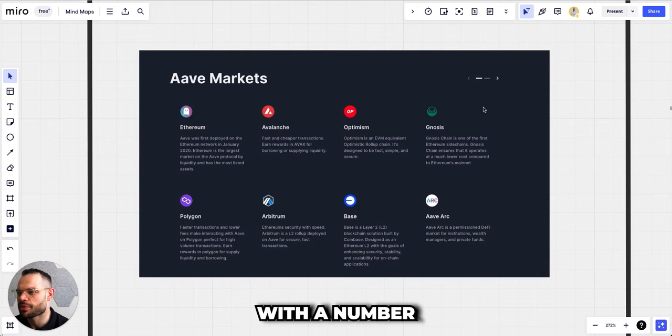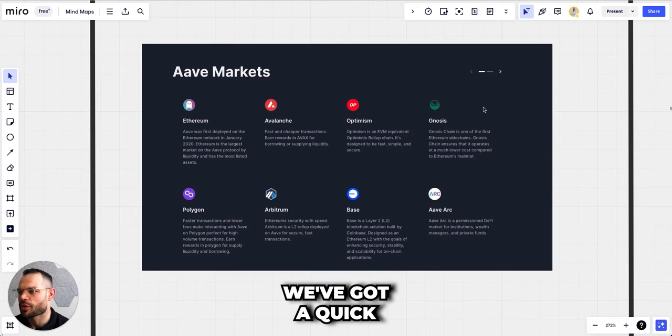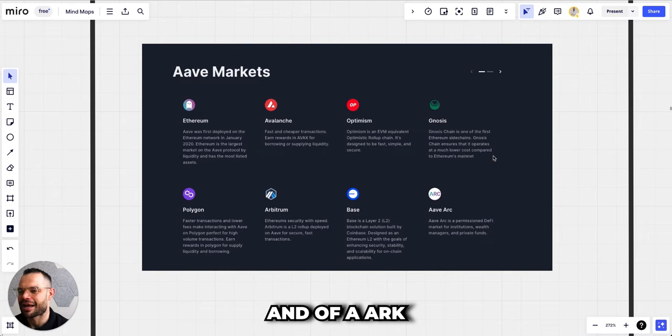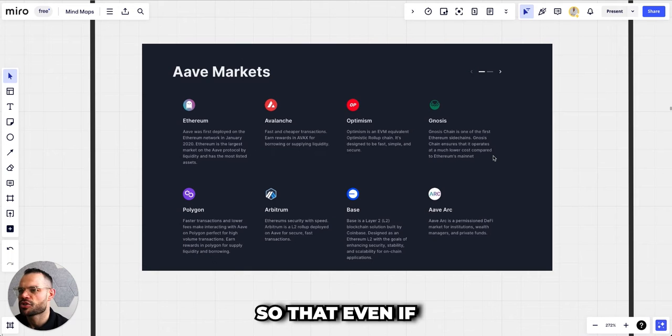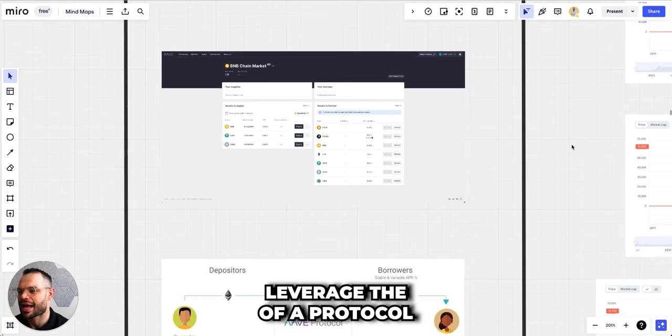Aave is integrated with a number of different markets and a number of different blockchains and layer 2 and layer 1 solutions. We've got a quick snapshot here, Ethereum being the largest one. Obviously, then we've got Avalanche, Optimism, Gnosis, Polygon, Arbitrum, Base, and Aave Arc. So it is very compatible with a number of different blockchains and a number of different tokens, so that even if you are holding some of these more mid-cap cryptocurrencies, you can still leverage the Aave protocol.